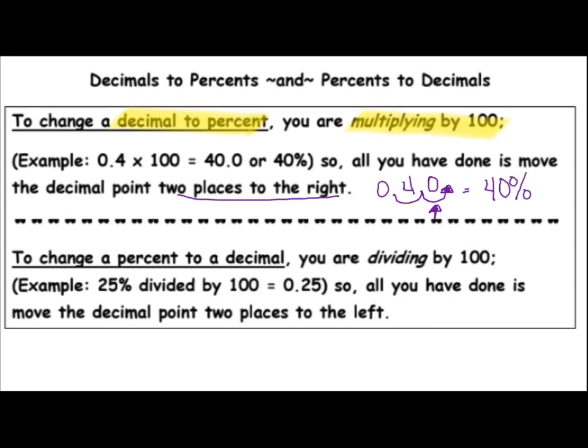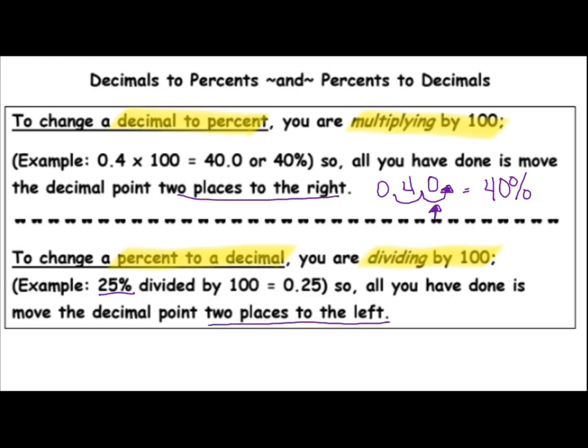Now if you need to convert the other way, if you're changing a percent to a decimal, you are dividing by 100. So what you have to do is take your percent and divide that by 100. So if we have 25%, divided by 100 is going to give us 0.25. Really all you've done here is move the decimal point 2 places to the left.